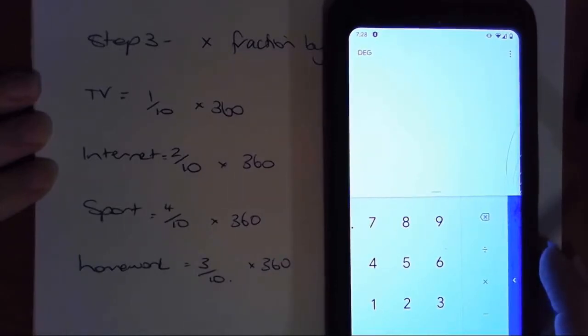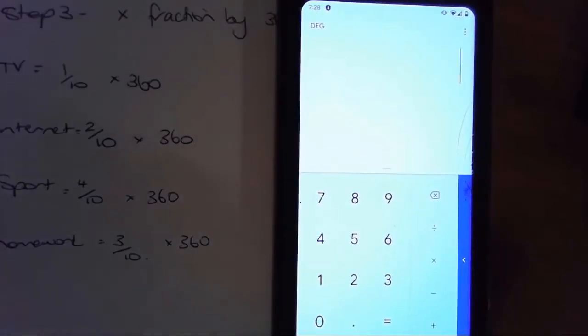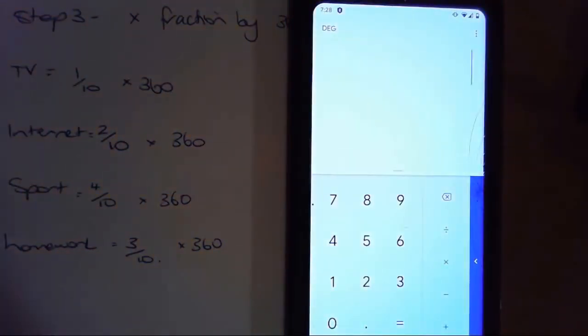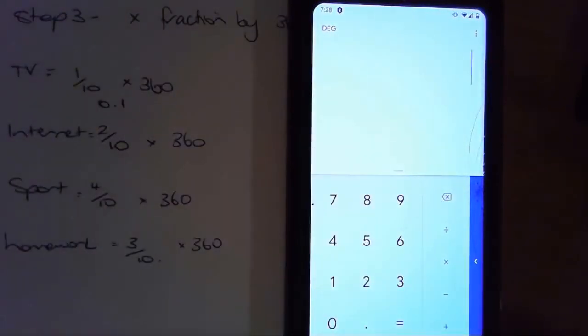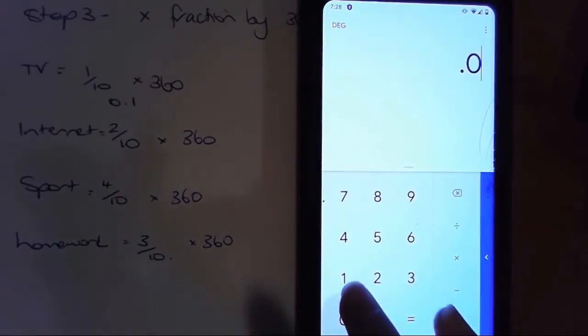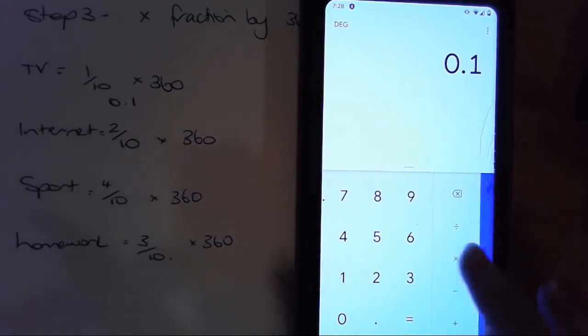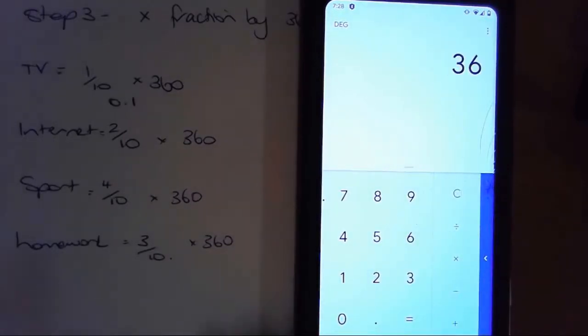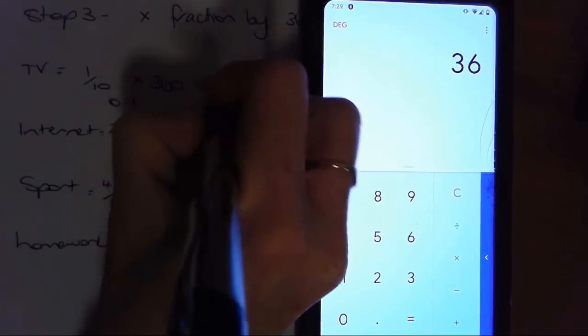Now in order to do that on your calculator, it's actually easier to type it in as a decimal. That's pretty easy to do, like I said before, when your denominator is 10. So 1/10 is essentially the same as 0.1. So 0.1 times 360. Okay, that gives me 36.